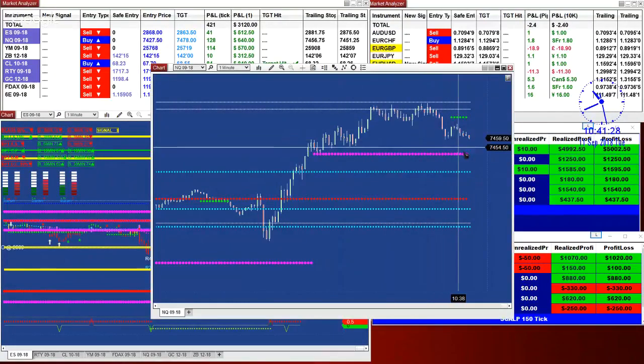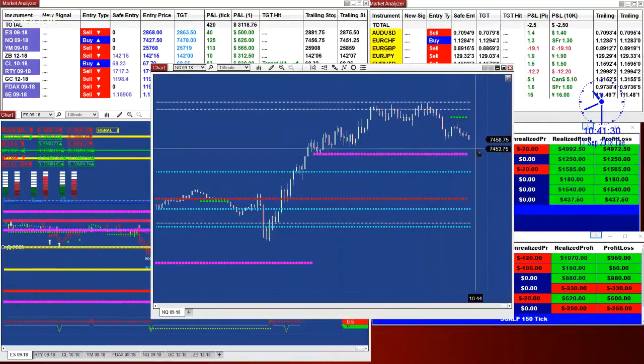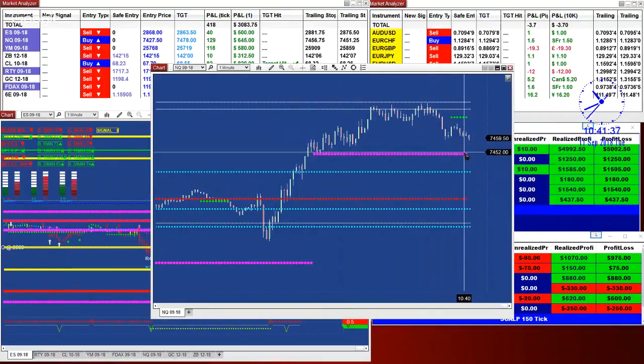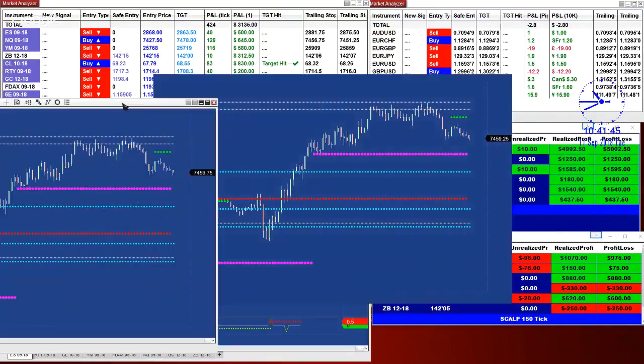So I'm keeping my eye as an entry for the Nasdaq at a limit order on a buy for 452. Please follow me on the sim with it.